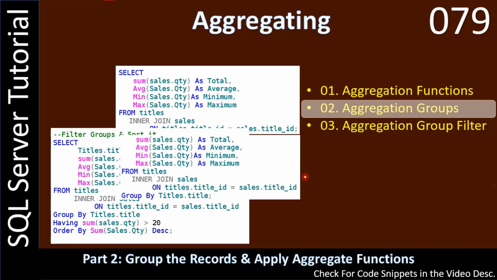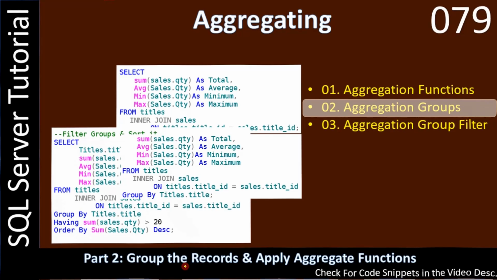In this video, we will see how to apply aggregate function on groups. In the previous video, we saw applying the aggregate function on entire table of records. Now we will formulate a group for those records, then apply aggregate function. So that's the goal here. We will group the records and then we will apply the aggregate functions.